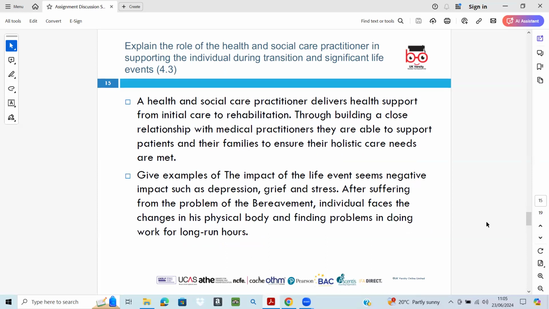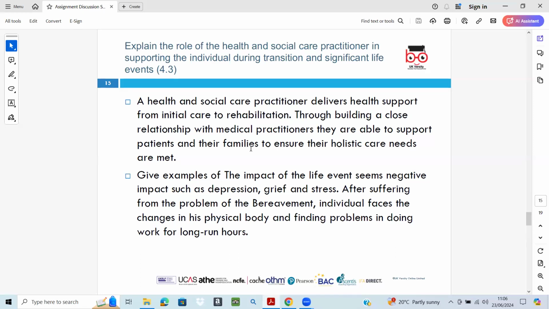So we need to discuss the important aspects. Health and social care practitioners play an important role in providing holistic support to individuals during transitions and significant life events. So what could we include? We could write about delivering comprehensive care. We could write that health and social care practitioners provide continuous care, ranging from initial assessment and treatment to ongoing support and rehabilitation.